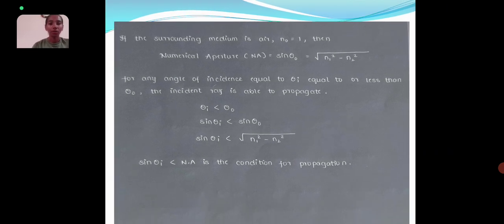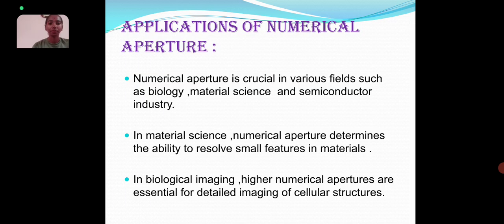Coming to the last part of the video, let's look into the applications of numerical aperture. The first one: numerical aperture is crucial in various fields such as biology, material science and the semiconductor industry. In material science, numerical aperture determines the ability to resolve small features in materials. In biological imaging, higher numerical apertures are essential for detailed imaging of cellular structures.